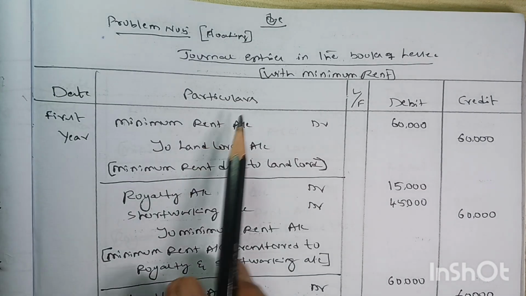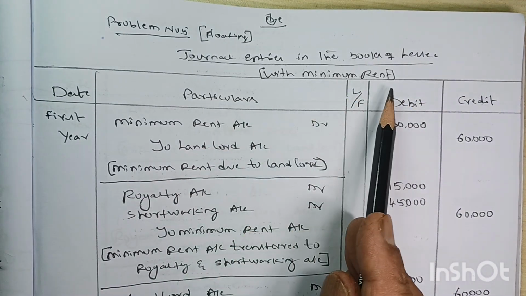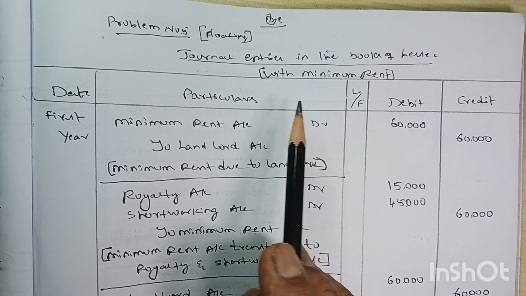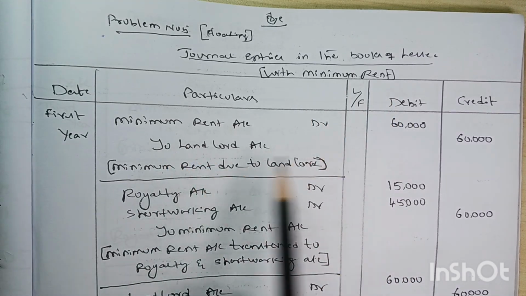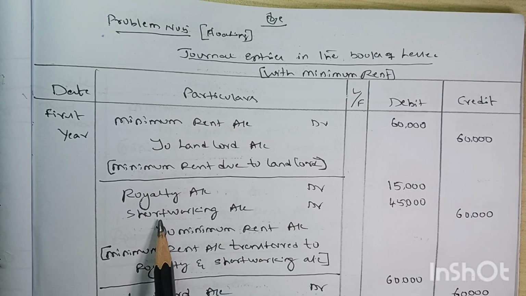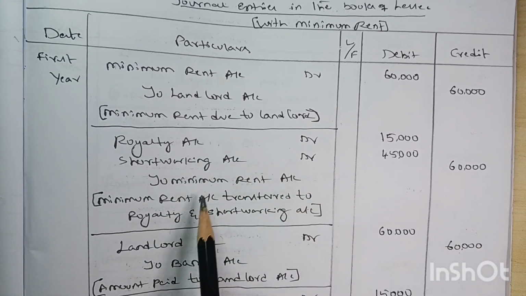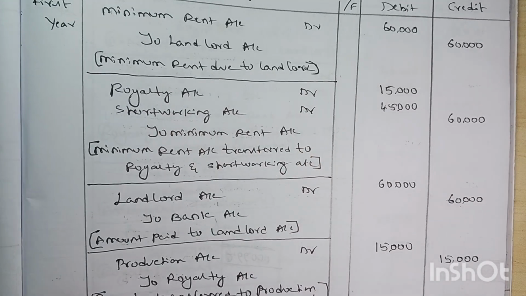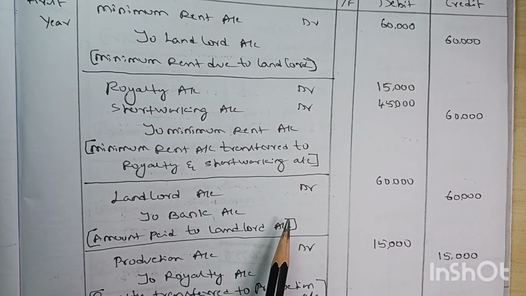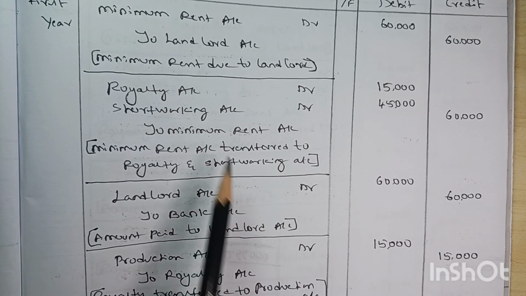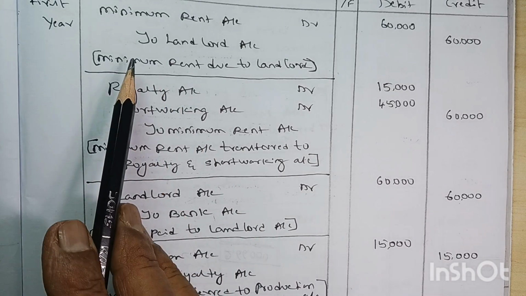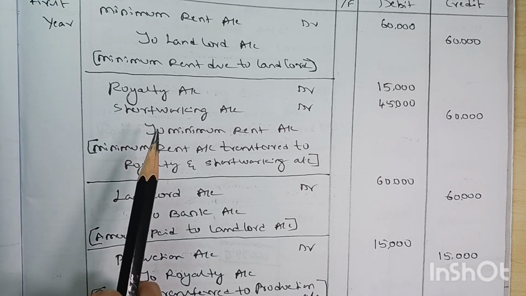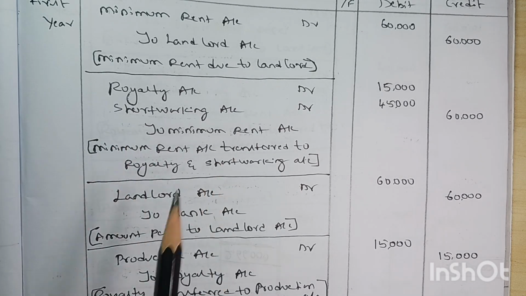Now journal entries, let's say, with minimum rent. Hitherto we did without minimum rent. Now we are doing with minimum rent. Minimum rent account debtor to landlord account. Then royalty account debtor, short working account debtor to minimum rent account. Once these two journal entries combine, it becomes the original journal entry you wrote, that is without minimum rent, right? The same thing happens, but here you have to write with minimum rent. If they ask specifically in the examination, you have to write it. For that sake, I am explaining to you.